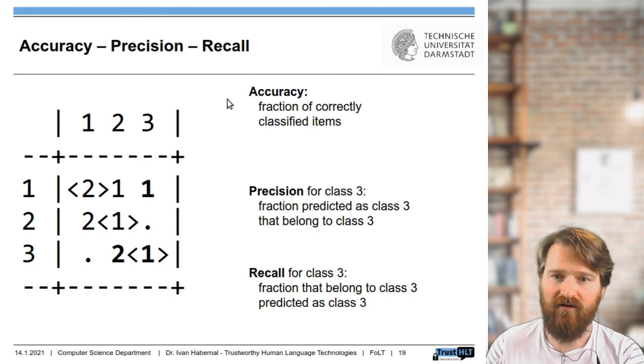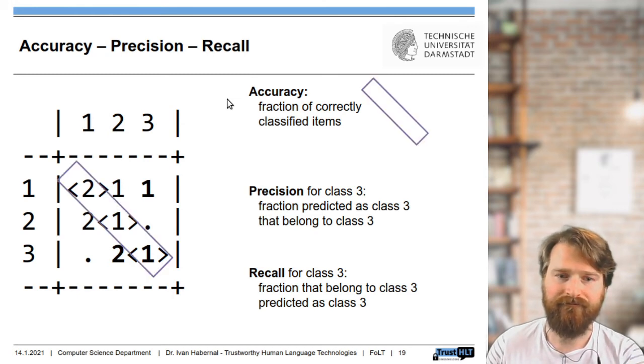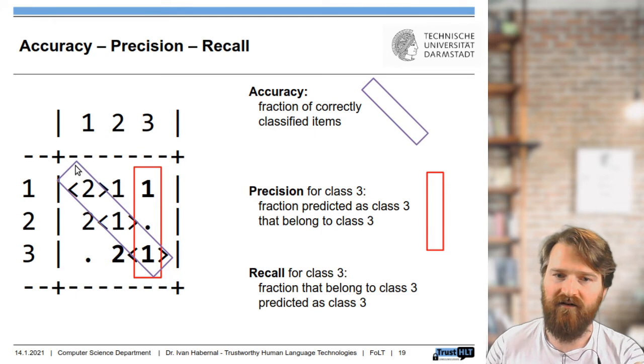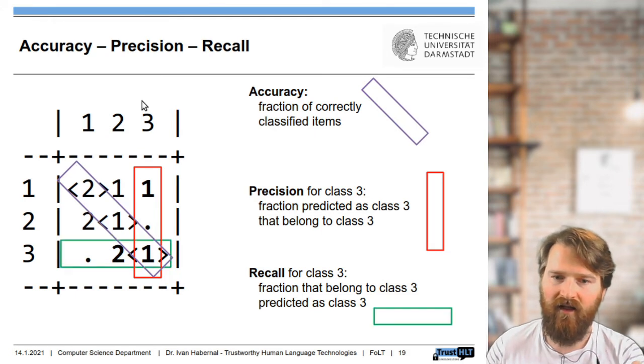So visually, accuracy is computed from the diagonal, precision is computed as a column, and recall is computed as a row.